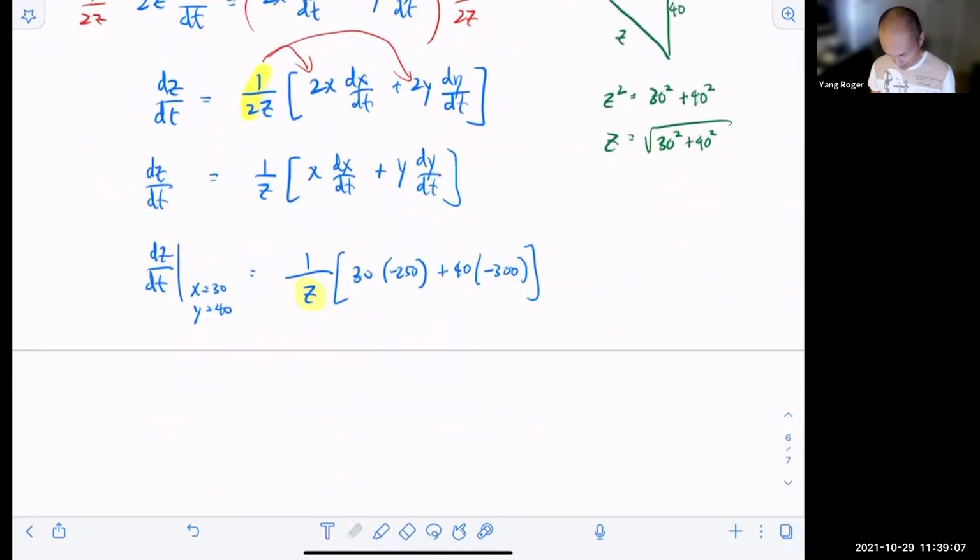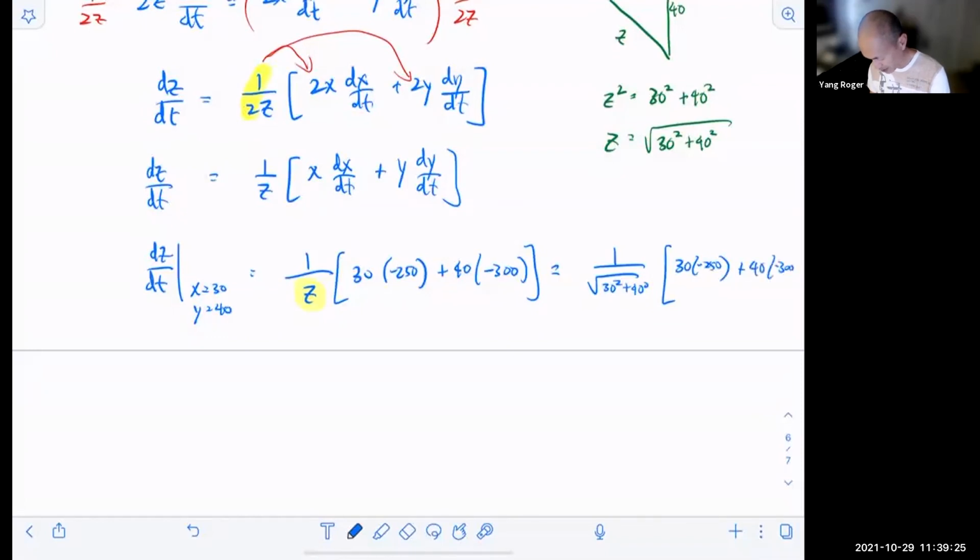So in the end, my answer is going to be 1 over the square root of 30 squared plus 40 squared times 30 times negative 250 plus 40 times negative 300. And then your final units will be in miles per hour, because that's what they gave us. So if you had a calculator, you could calculate what number this is.